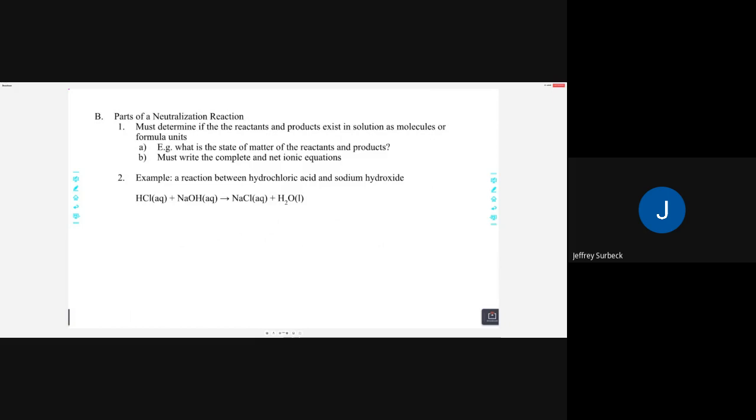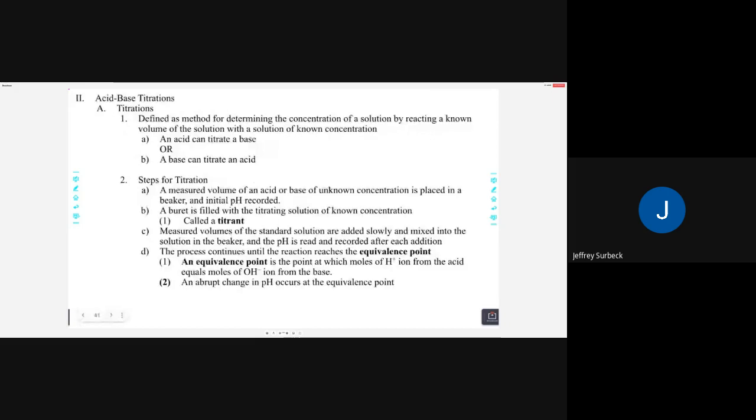The other thing I want to emphasize is this. A neutralization reaction has a one-sided arrow, a standard chemical reaction. We're not dealing in this part with equilibrium. Okay? So, titration. This is our lab, and like I said, it's a pretty fun lab. Our titration is this. I want to bring up really this point down here at the bottom.